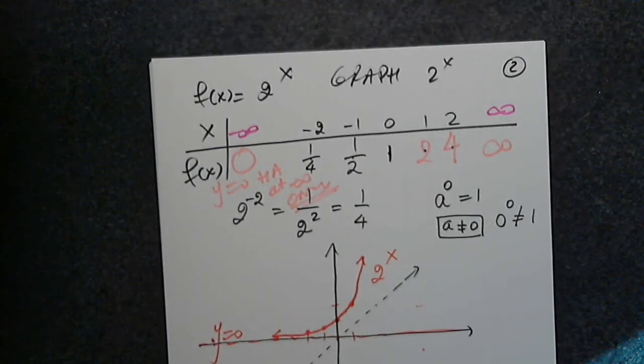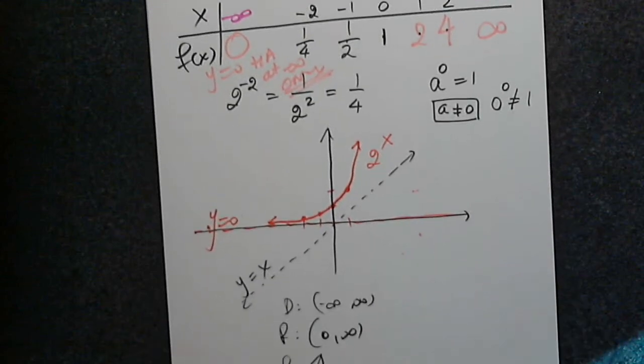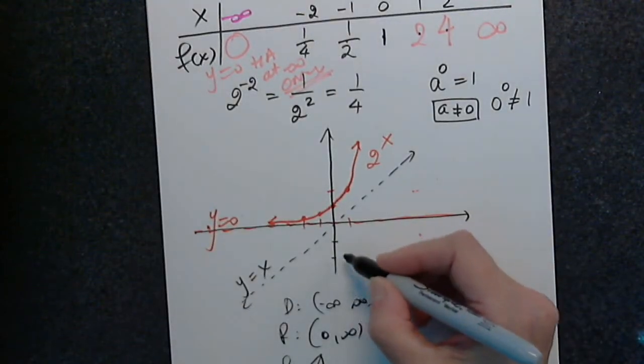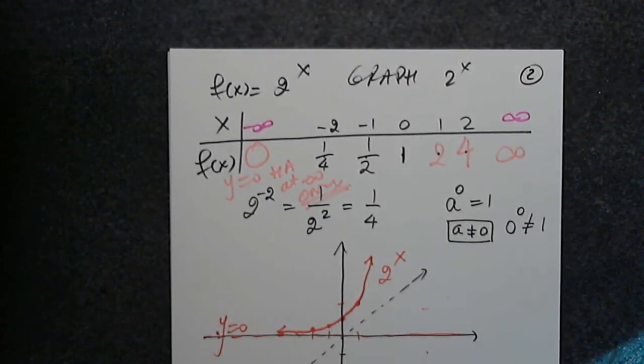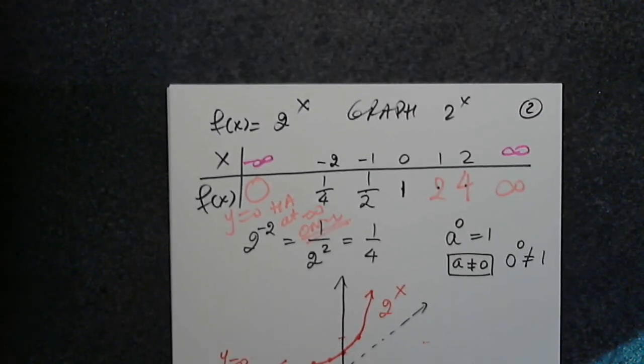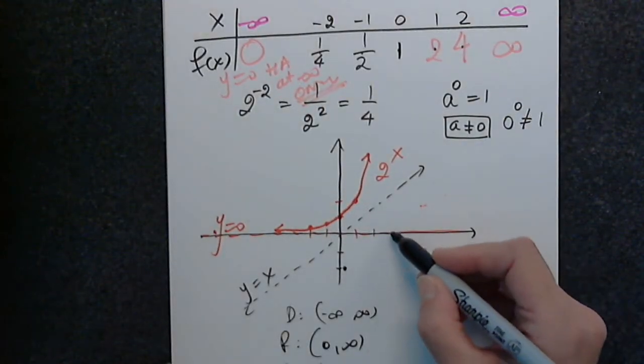Say it again. You said 1/4, negative 2. Awesome. Absolutely. 1/4, negative 2. Excellent. 4, 2. Very good.